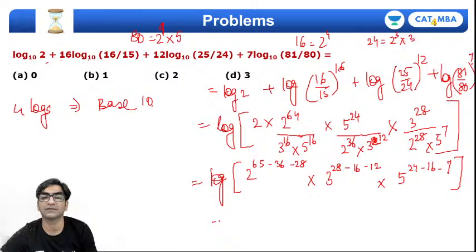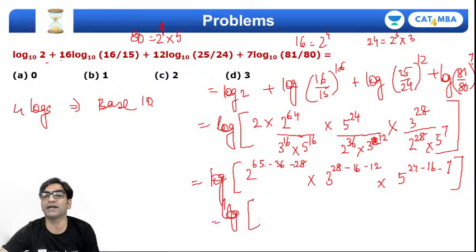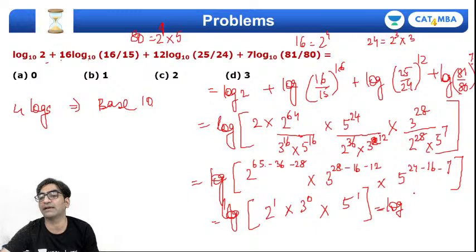लेट्स सी व्हाट हैपेंस. सो दिस बिकम्स log of 65 minus this is 64, so 2. This is 28 minus 28 0, and this is 24 minus 23, that's also 1, right? So this becomes log 10. अब बेस तो पहले से 10 था, 10 का कौन सा पावर है जो 10 बनाता है, फर्स्ट पावर. आंसर इज ऑप्शन बी.